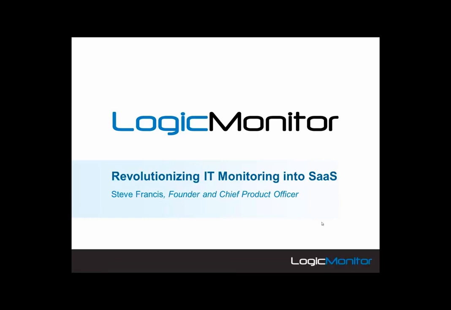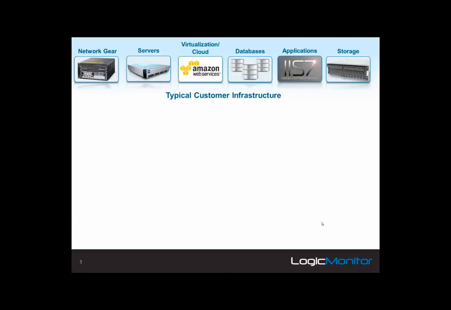Welcome to this high-level overview of LogicMonitor and the problems we're trying to solve. In a standard data center, you typically have networking gear from Cisco or Juniper or F5. You have servers from IBM or Dell or HP, virtualization technology from Amazon or VMware or possibly Citrix XenServer. You get databases from Oracle, MySQL, SQL Server, Postgres, applications such as Tomcat applications, other Java applications, IIS, Nginx, and so forth. Storage from NetApp, EqualLogic, and other vendors.